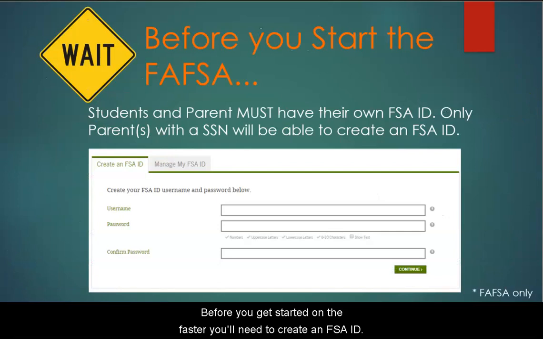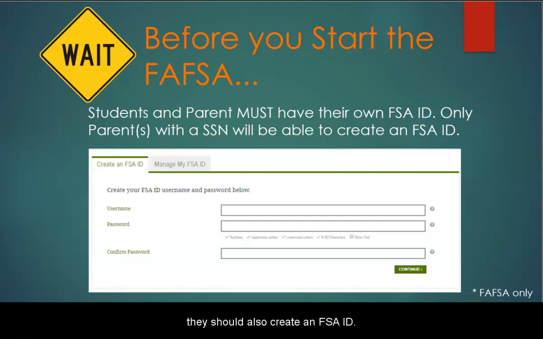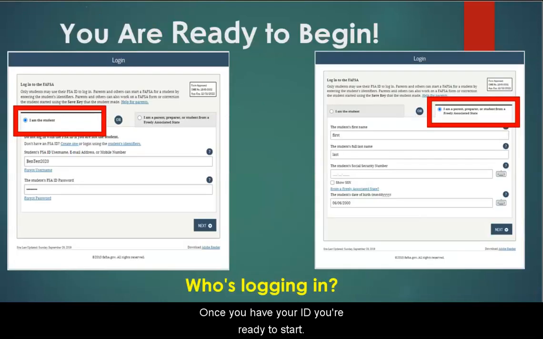Before you get started on the FAFSA, you'll need to create an FSA ID. If you have a parent that has a social security number, they should also create an FSA ID. Keep in mind this is only for our FAFSA applicants. If you're submitting a California DREAM Act, you are not eligible to create an FSA ID. Once you have your ID, you're ready to start.